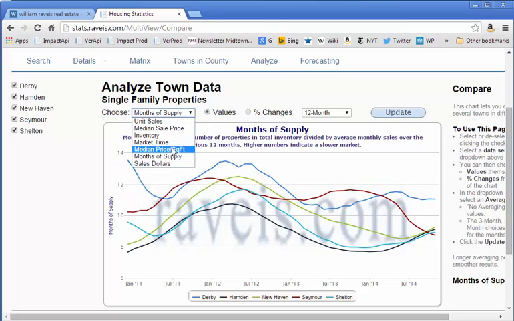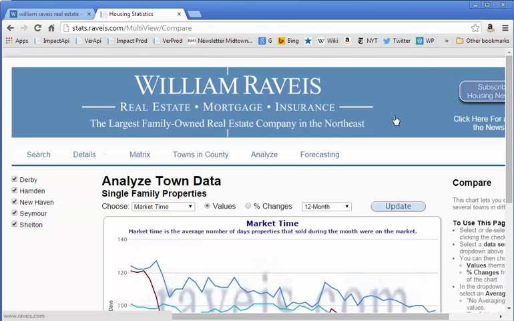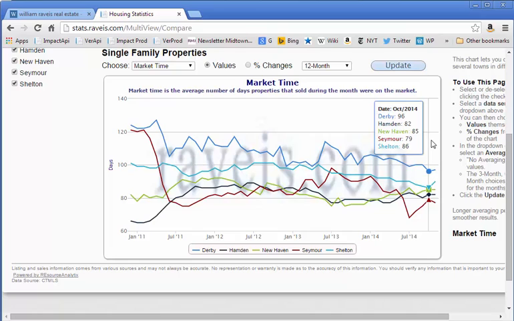Similarly, we can look at market time. So if we're considering selling in one of these towns and we want to know how market time compares, we can see that once again, Derby is not quite as good as the other towns, so recent sales have averaged about 97 days on the market. Best performer here is Seymour, where properties have gone off the market in about 77 days.